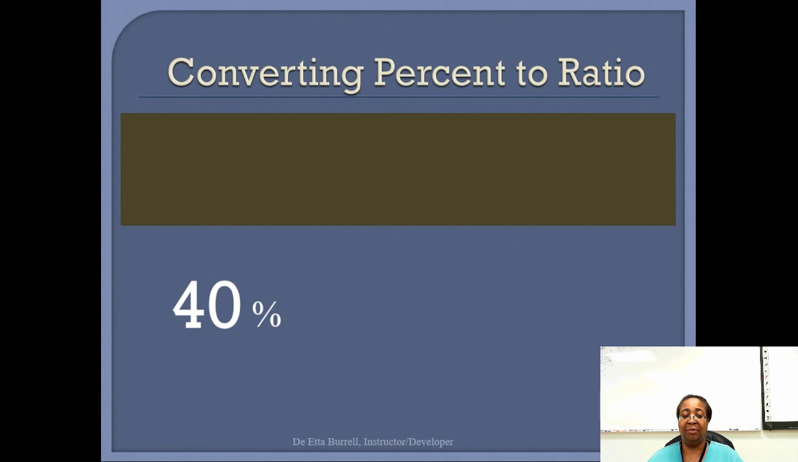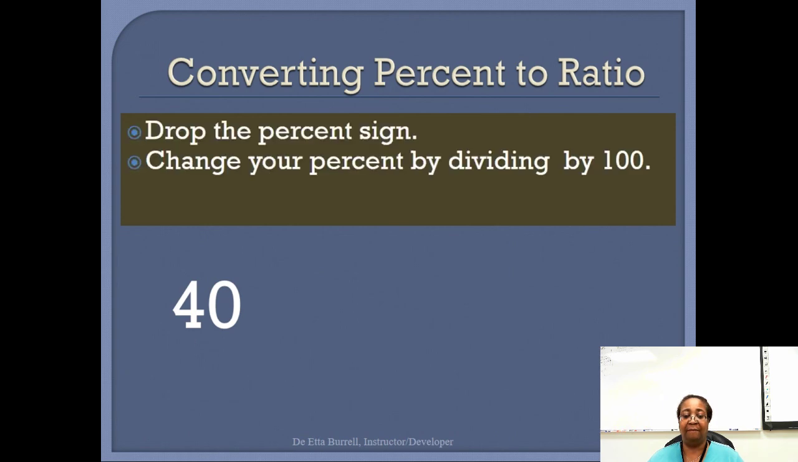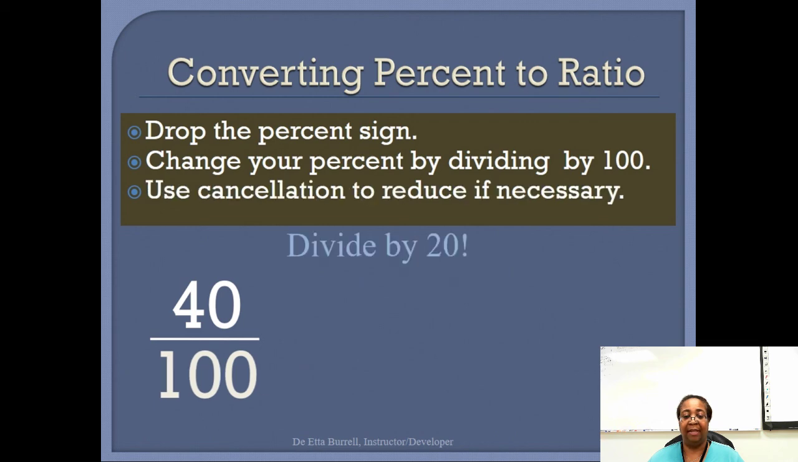All right, let's start where we began, 40%. To convert 40% to a ratio, you're going to drop the percent sign, you're going to put it over 100, and then you can use cancellation because we want a ratio when we finish this. So that means a comparison of 2 or more numbers. So when we divide each of these by 20, I can cancel out. 100 divided by 20 gives me 5. 40 divided by 20 gives me 2. My ratio is 2 to 5.